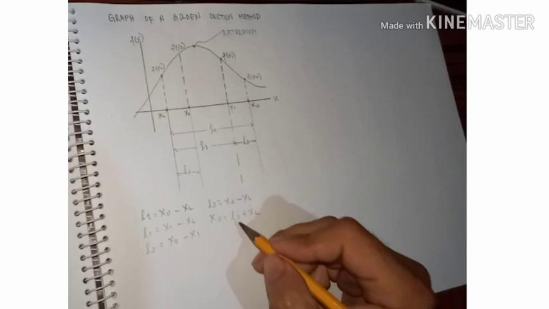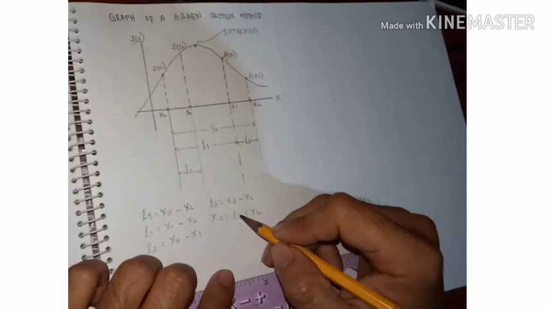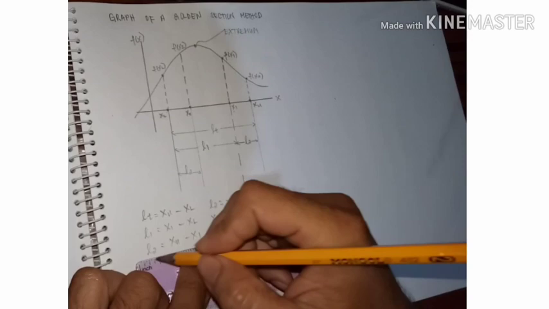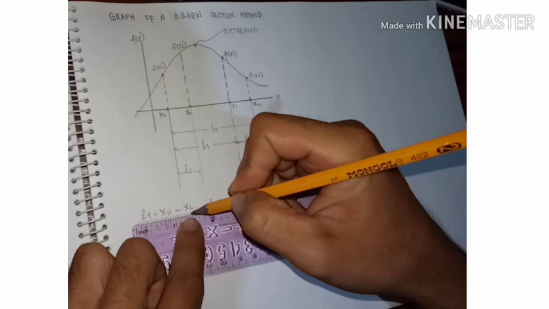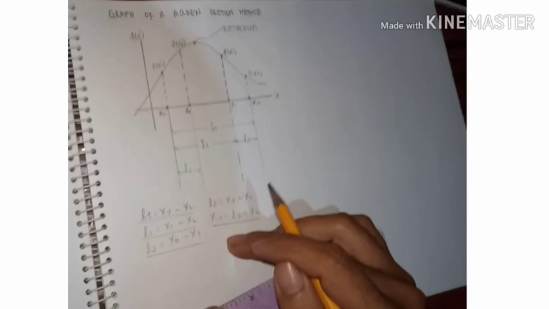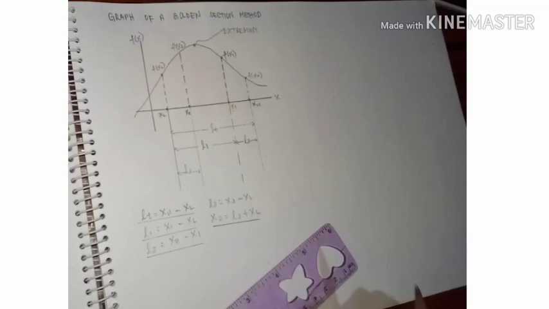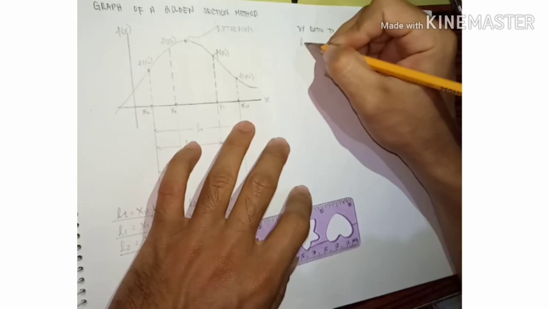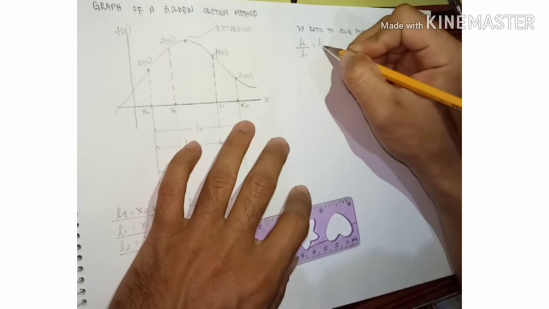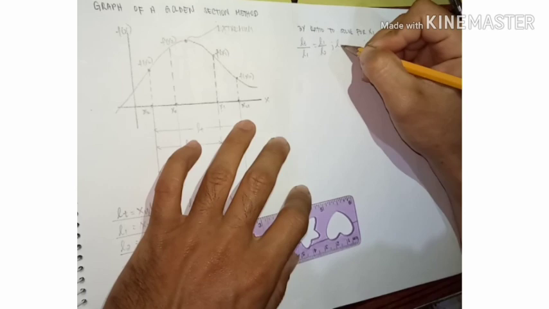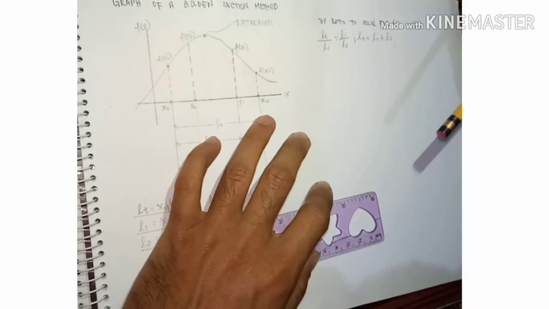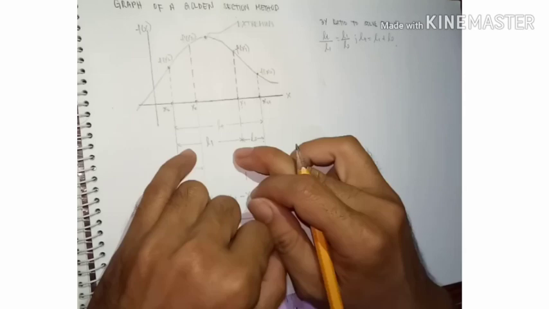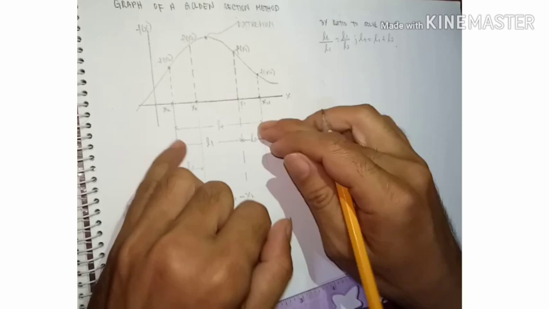We can use these equations to derive the equation to get x sub 1 and x sub 2. By ratio, to solve for x sub 1, L total over L sub 1 is equal to L sub 1 over L sub 2, where L total is equal to L sub 1 plus L sub 2, because the sum of L sub 1 and L sub 2 is the total length of the interval.